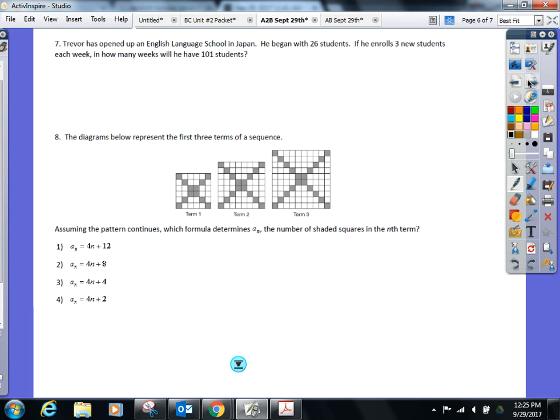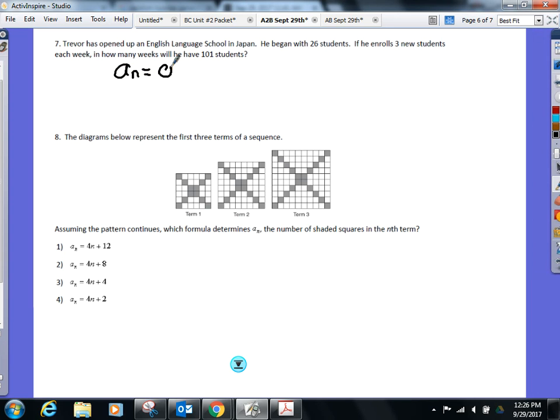Well, he began with 26 students. And every week he gets 3 new ones. How many weeks will he have? 101. Well, why is it arithmetic? Of 3 new students every week, right? So he increases it by 3 every week. And guys, I do not want you to go 26, 29, 32 and see how many times it takes to get to 101. I'm trying to have you guys use your explicit formula as much as possible.